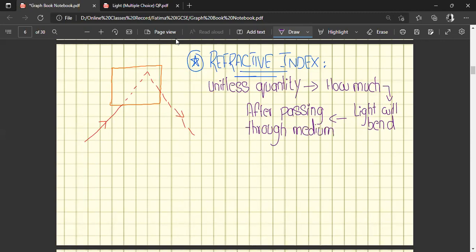So if we discuss the refractive index of air, water and glass, these are very common examples. You need to remember the refractive index for these common mediums. So what will be the refractive index of air?